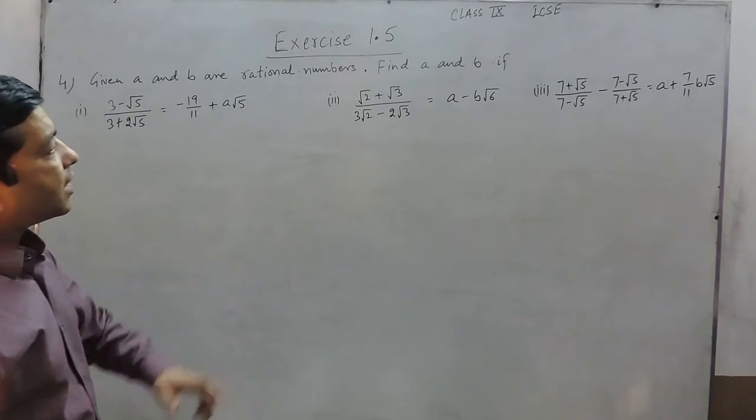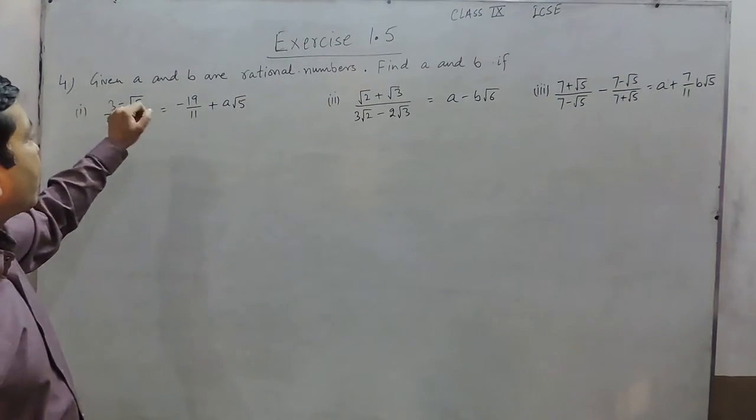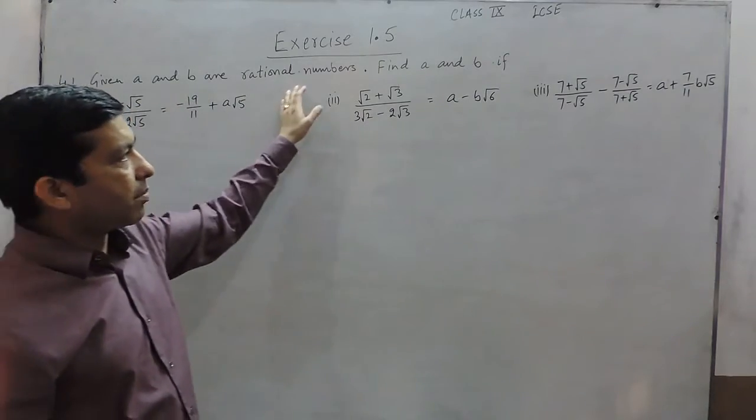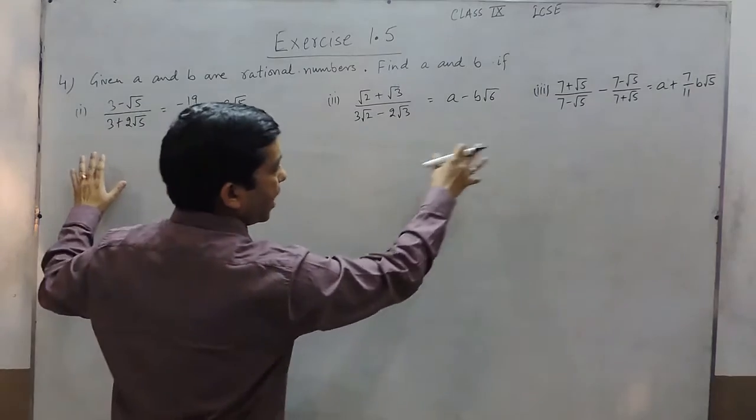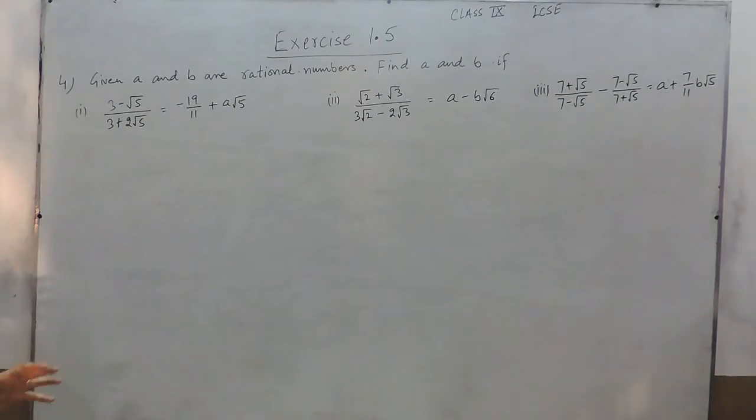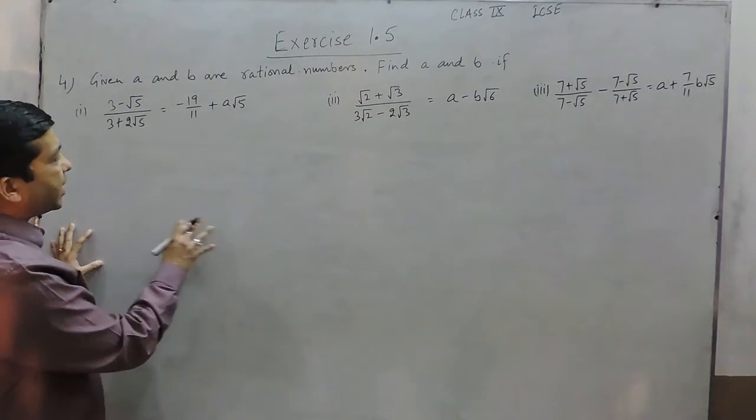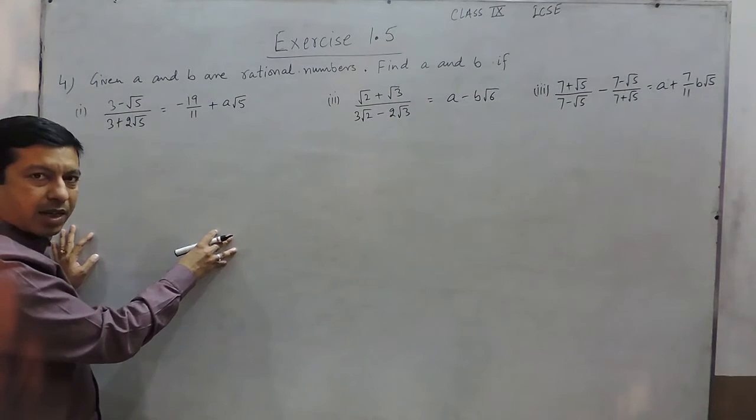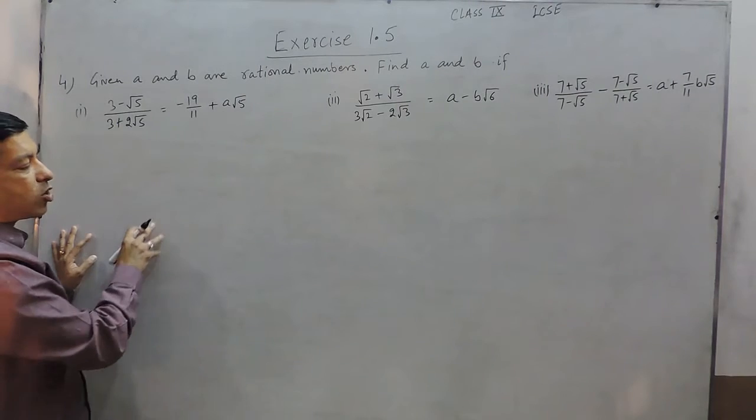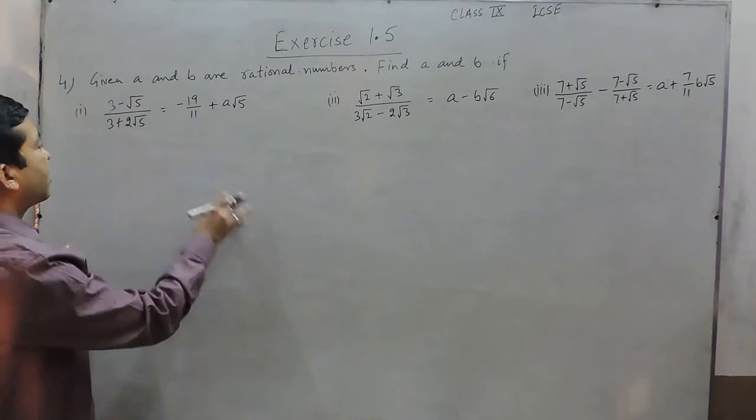Hello everyone. Exercise 1.5, question number 4. Given a and b are rational numbers, find a and b in the first part, the second part and the third part. First of all, we have to understand one thing: if there is equality, then the rational part has to be equated with the rational part and the irrational part has to be equated with the irrational part.